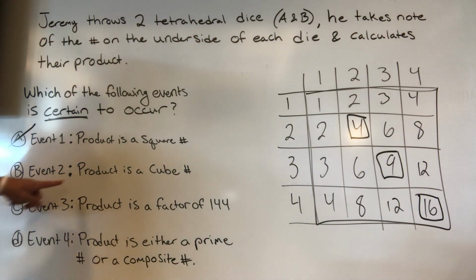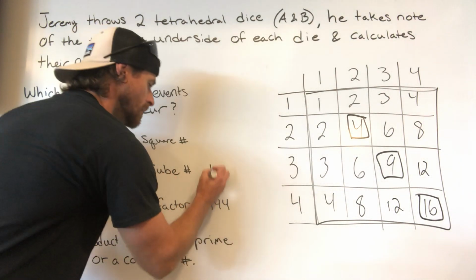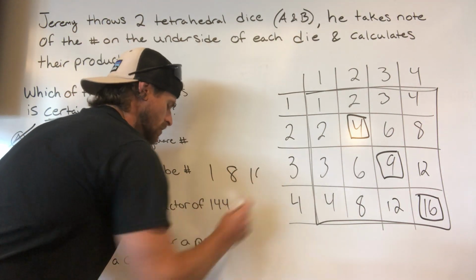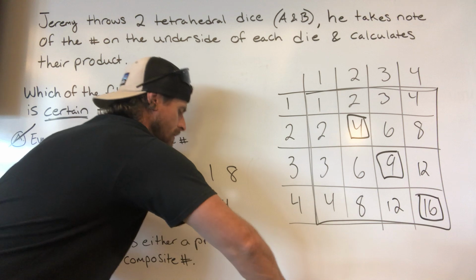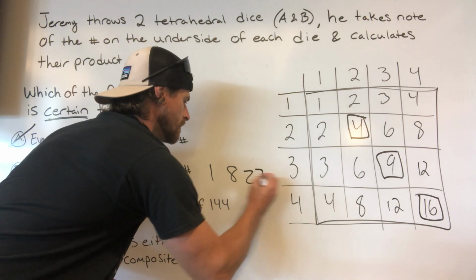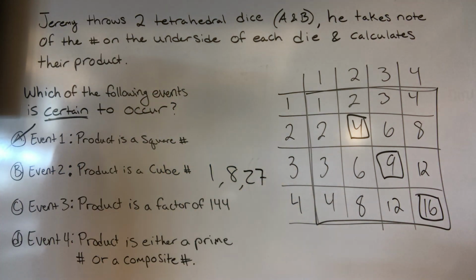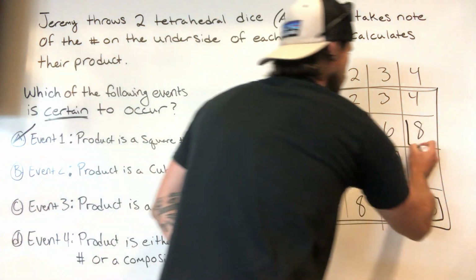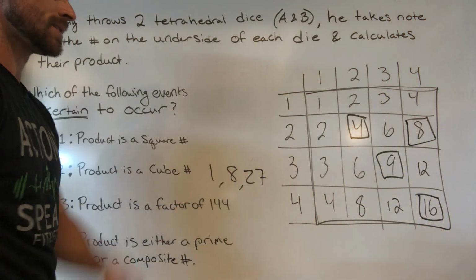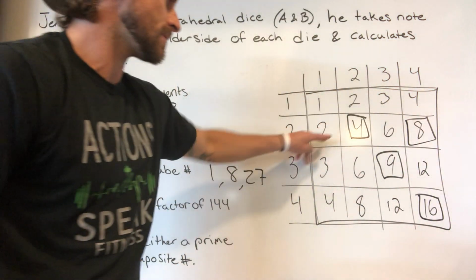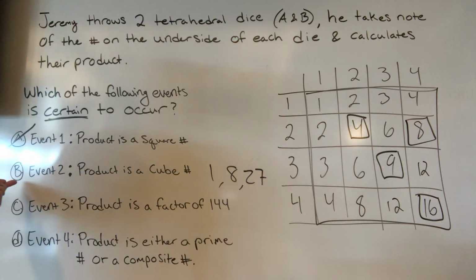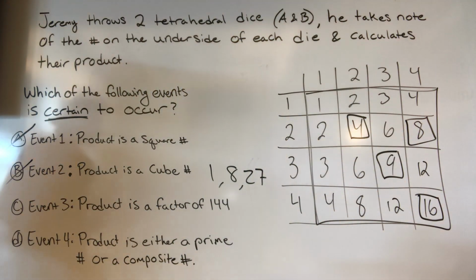It's not A. Event 2, product is a cube number. Our cube numbers are like 1, 8, not 16, 27. There's some cube numbers right there. We could get an 8. 27's not on there. So there's all these other possible outcomes that wouldn't work for event number 2.